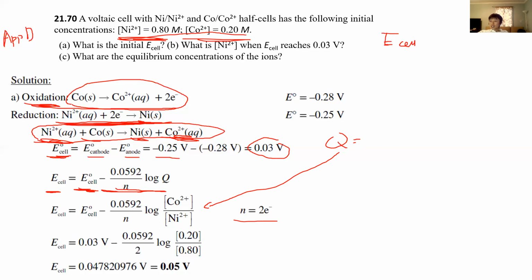So we can calculate that, and we get E cell equal to 0.05, which is greater than the standard E cell potential. So that's the initial E cell. That means it is greater than 0, so it is going to be spontaneous. It means that this reaction is going to proceed, and this voltage is going to decrease and decrease.